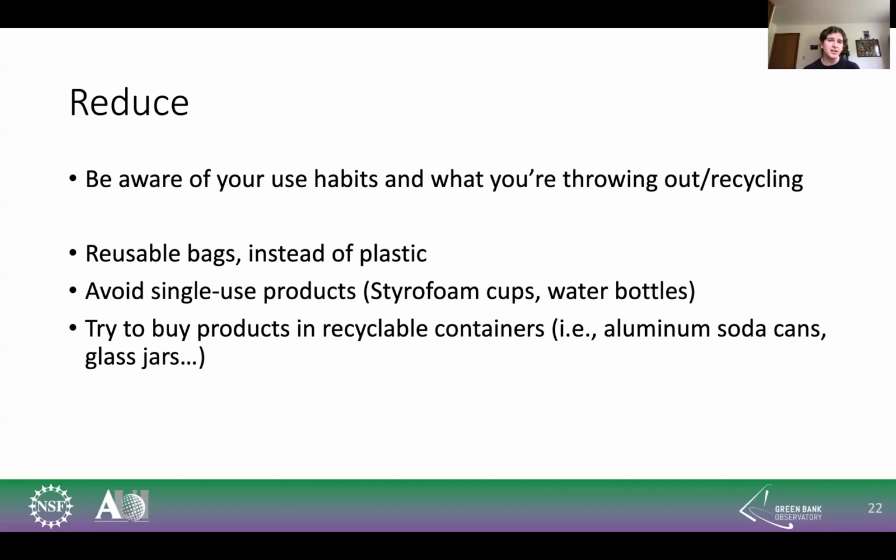Another good recommendation is to try and buy products in more recyclable containers. Something that I've been striving to do recently when it comes to buying soda is to specifically go for either the 12 packs of metal aluminum cans, or the wonderful natural sugar version of the Mexican Coke bottles. They are in fact made of glass, both of which are materials that are completely recyclable as opposed to plastics.